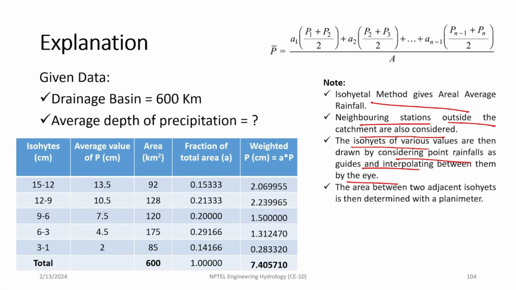They are saying that we have point rainfall, that is, rain gauge station data, and if we interpolate those values, we can get the isohyets. One more important line is that the area between two adjacent isohyets can be determined by using a planimeter. Now Ashish, for this case we are using the isohyetal method, so you may be familiar with this formula.